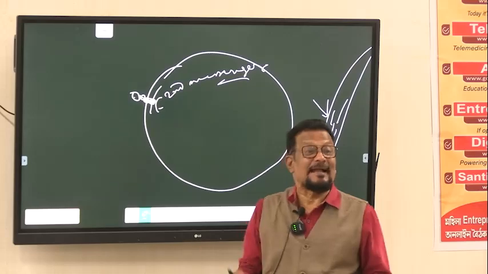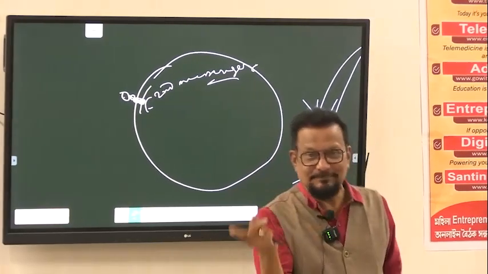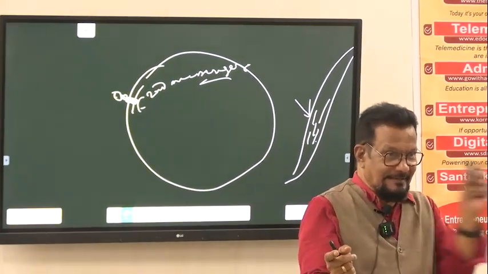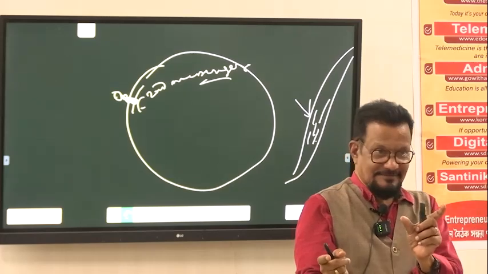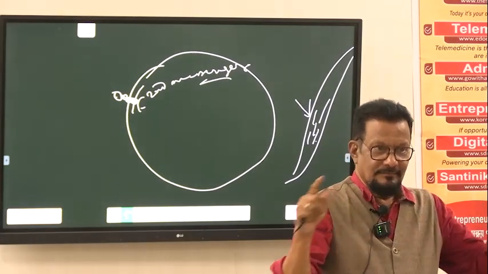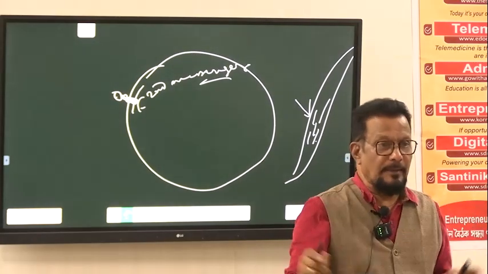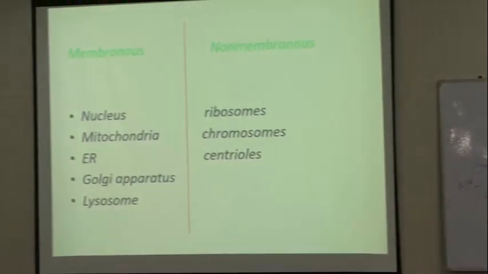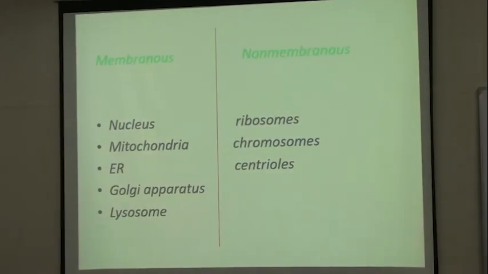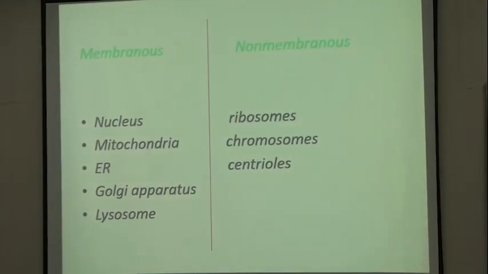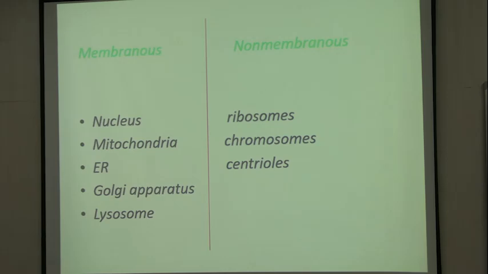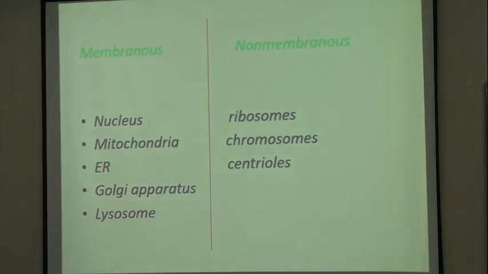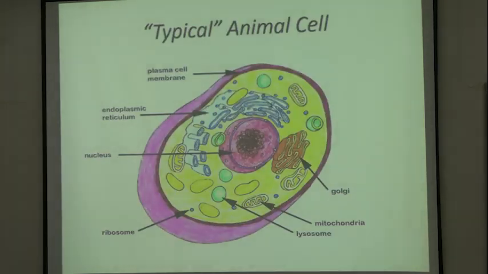So this is also a transmembrane protein. Receptors are also transmembrane, like channels. Channels are also transmembrane proteins. These are the membranous structures. What are the membranous structures? Nucleus, mitochondria, endoplasmic reticulum, Golgi body, lysosome, and non-membranous ones: ribosomes, chromosomes, centrioles. This is a typical animal cell.